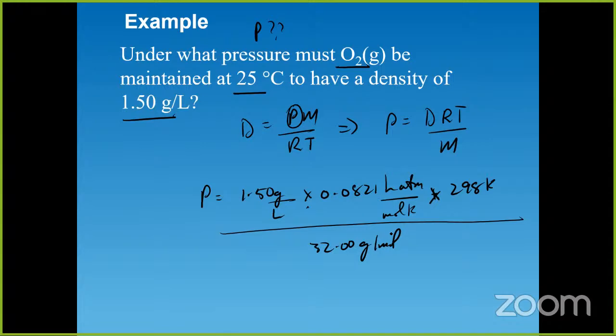According to my calculations, this works out to be 1.15. And let me show you how the units cancel out. The grams will go, the moles will go, the Kelvin will go, the liters will go, so the only unit left is atmospheres. And that's how that is done. All right.